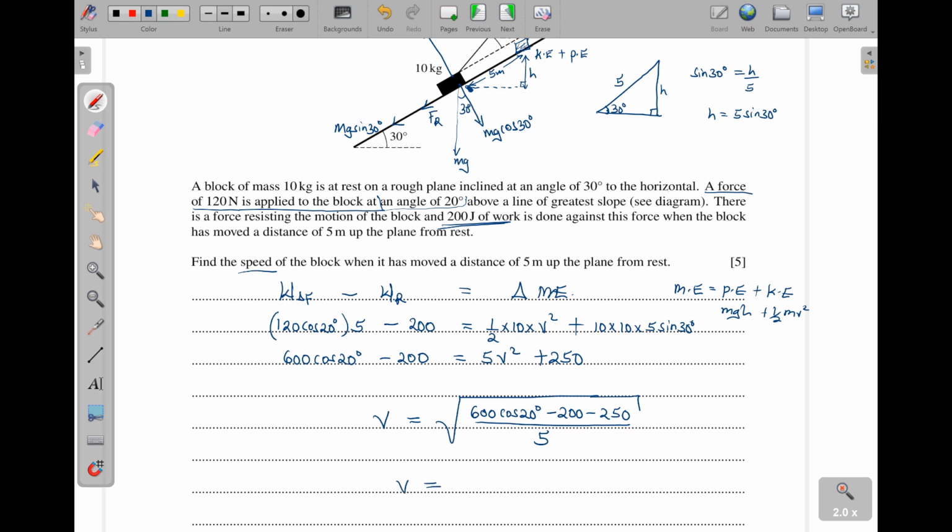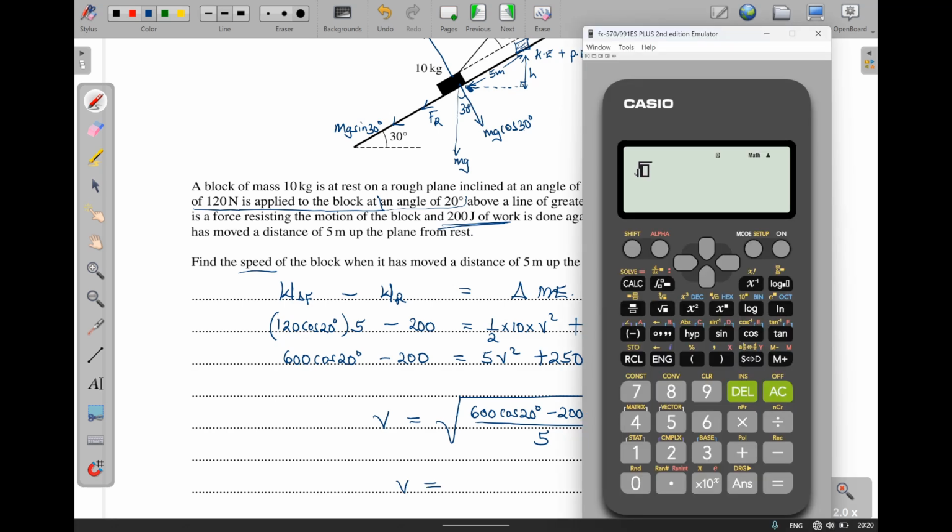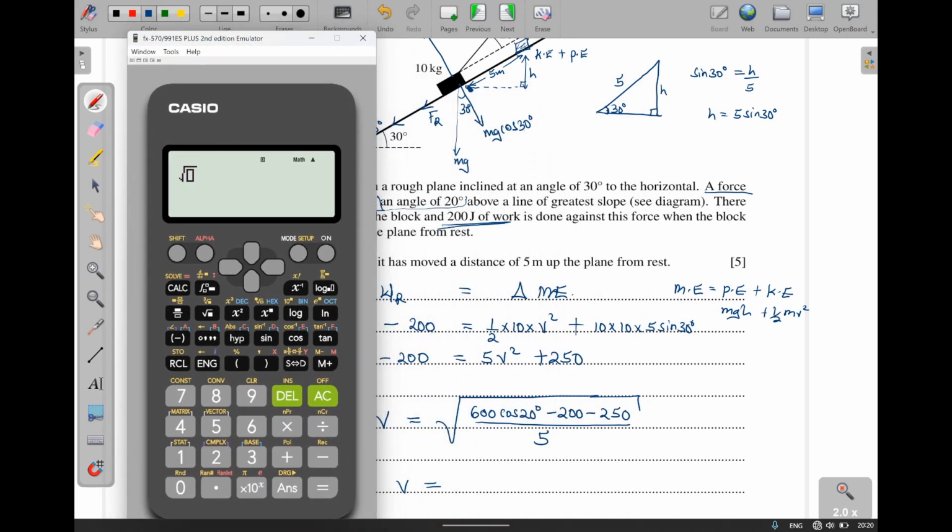So what will be the answer here? Square root of 600 cosine of 20, then minus, I think that will be 450. Then down here we shall have a 5. So we get 4.77 at 3 significant figures.